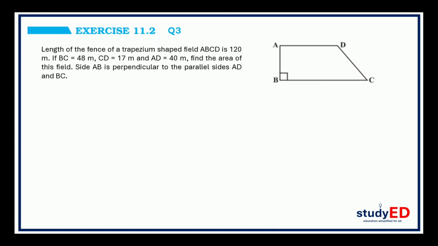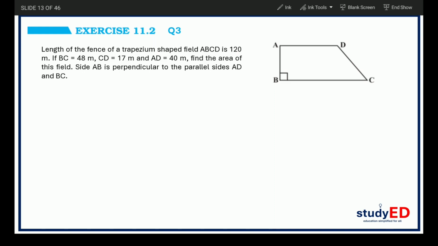The length of the fence of a trapezium shaped field is 120 meters. If BC is equal to 48, CD is equal to 17 and AD is equal to 40, find the area of this field. Side AB is perpendicular to the parallel sides AD and BC. Okay, let's decode this figure. We have a figure as shown. A, B, C and D.